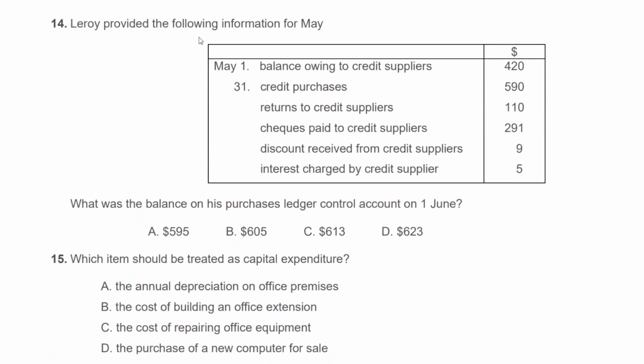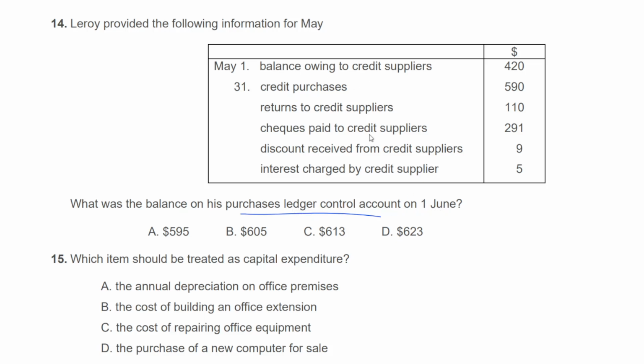Leroy provided the following information for May. What was the balance on his purchase ledger control account on 1st June? They're missing years. Well, I don't know if the year is required in this question, but as I mentioned originally, this is not 100% official, so it might have some typos and some errors. Anyway, what they want us to do is just find the purchase ledger control account balance on 1st June.